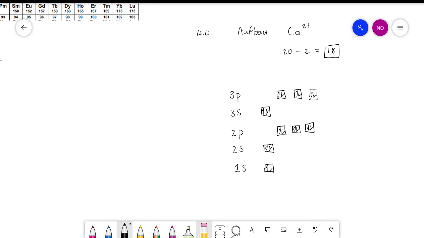Okay, then they ask you to write down the chemical symbols of the particles found in the calcium chloride crystal lattice.